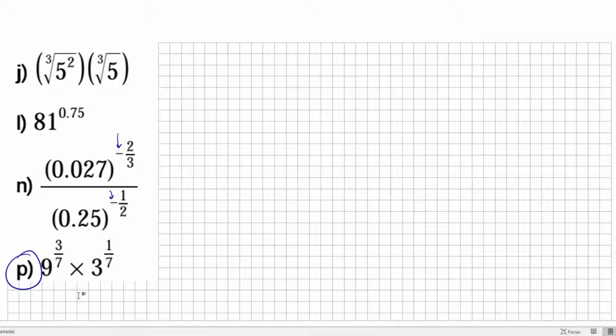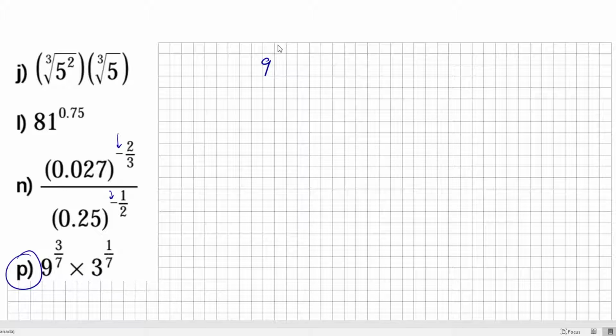In question P, I have 9 to the power of 3 over 7 times 3 to the power of 1 over 7. And this one's a little tricky because the 9 and the 3 are not equal bases. So I can't do anything with these exponents right now. Can't add those exponents because the bases are not equal. But if I look at that 9, it is just 3 squared. So I'm going to go ahead and rewrite the question here.